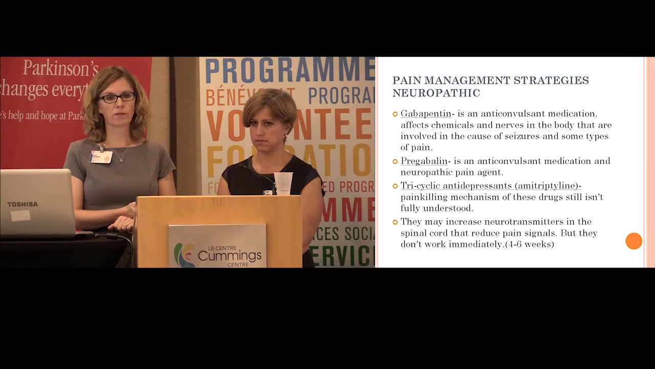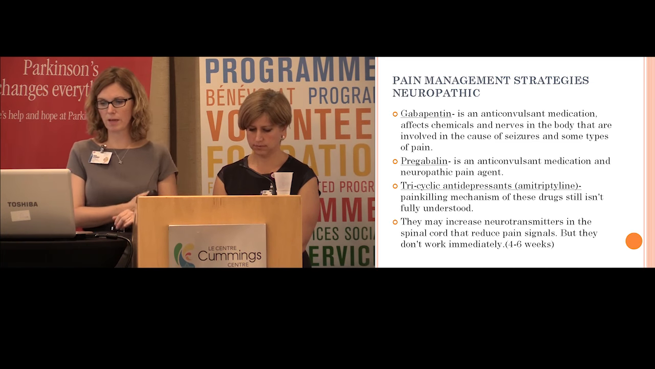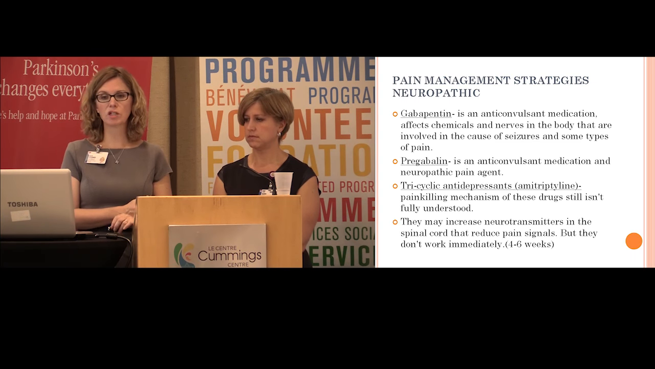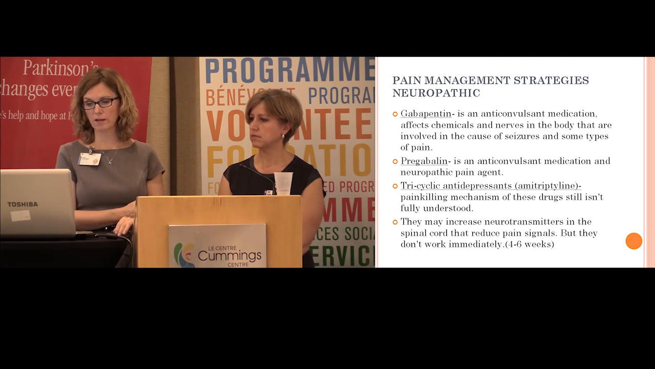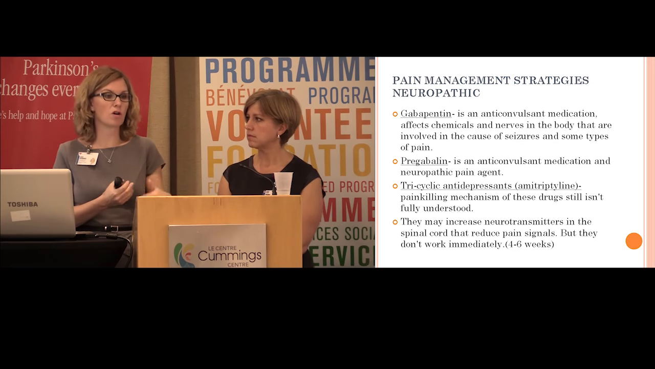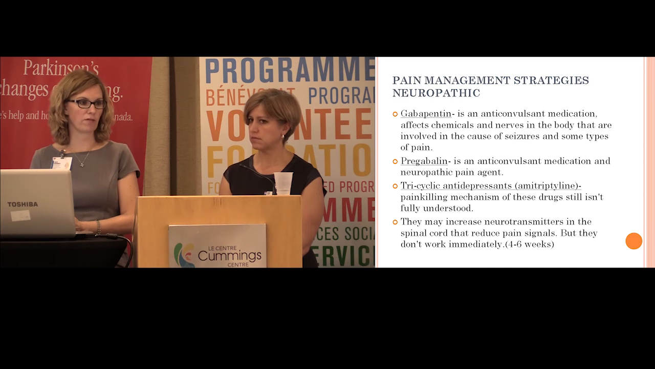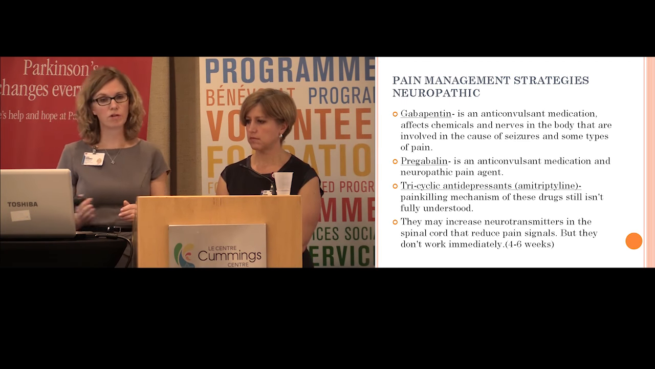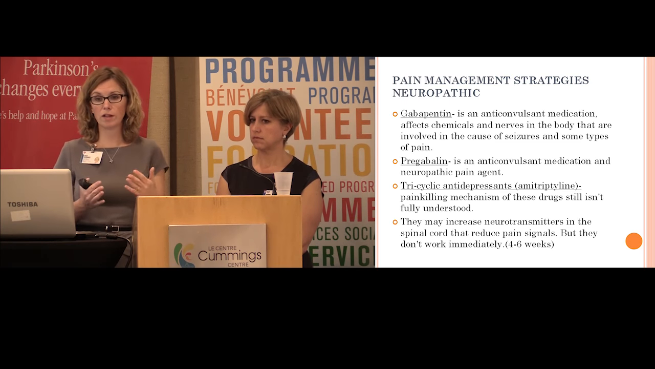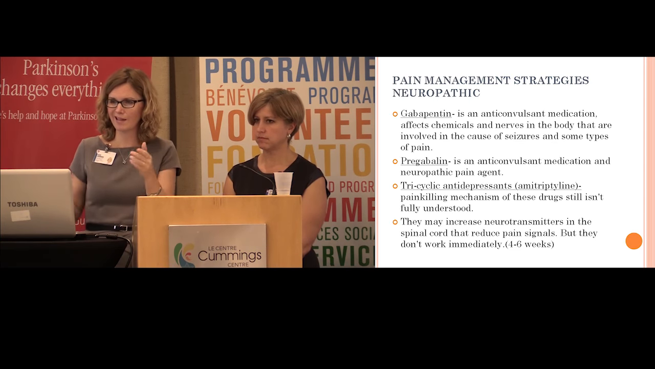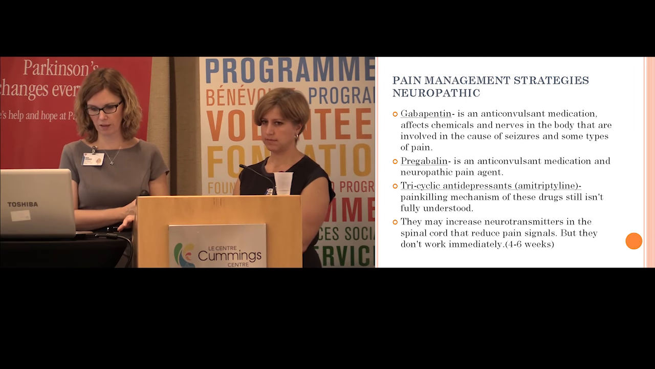The neuropathic pain, like we mentioned the sciatica, that's the most common example. Gabapentin is strangely an anticonvulsant medication, but it affects different chemicals in the brain and nerves that are involved with seizures. So we give that for seizure purposes, but it also has a pain relief effect that has been known for years now. Pregabalin is the same thing. It's another anticonvulsant. So you may be surprised sometimes to hear the pharmacist telling you the category of drug you're taking, and for you it's given for the pain. So we should not be afraid of these medications.